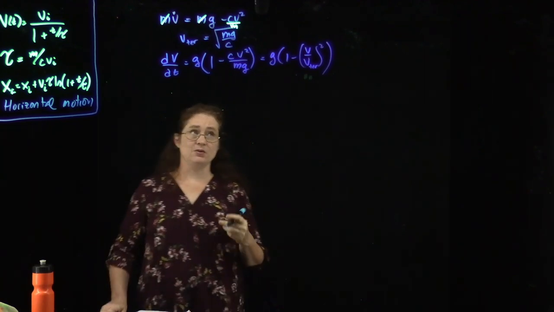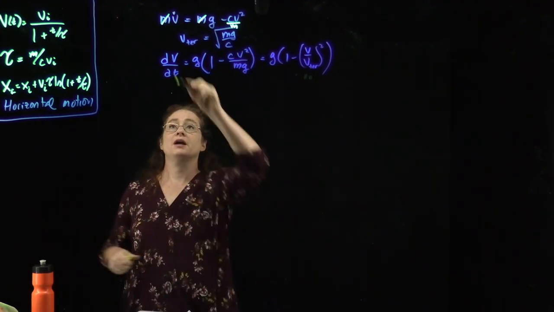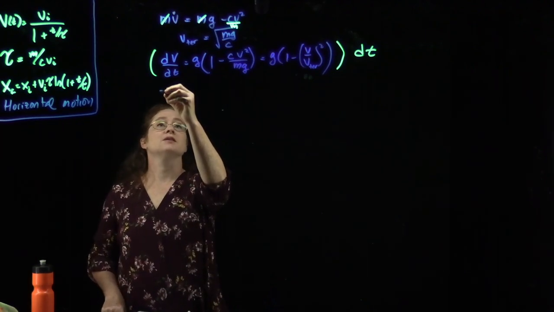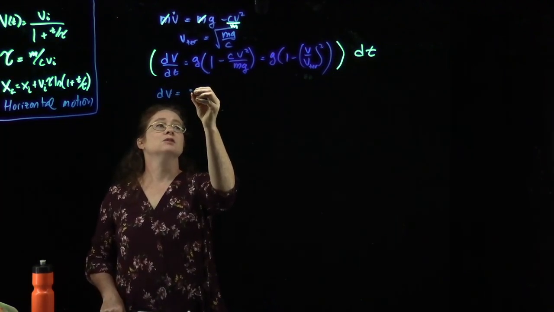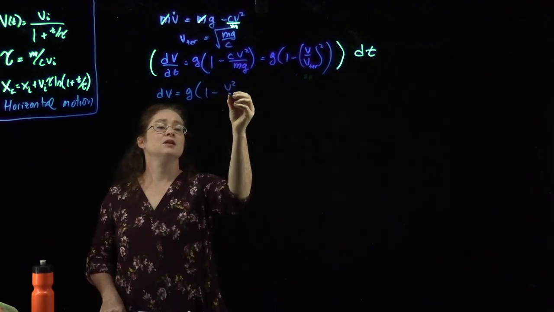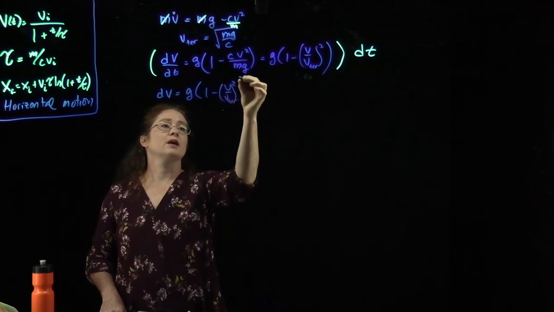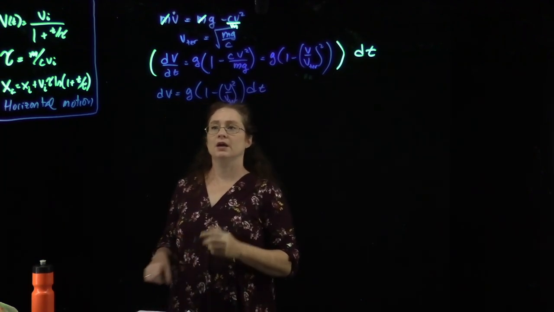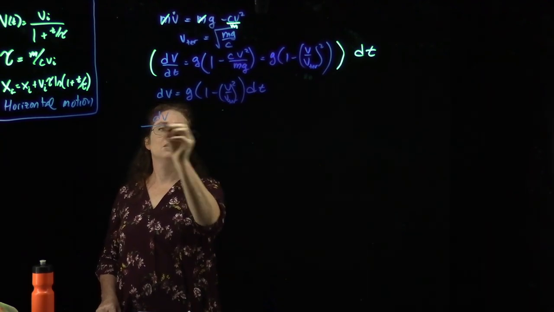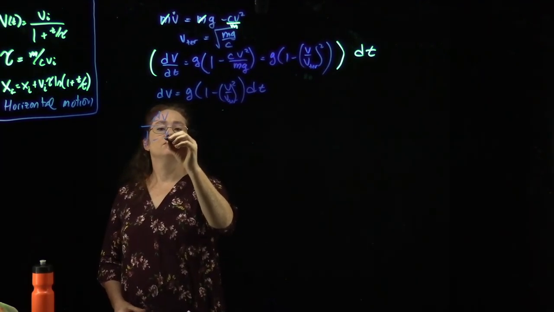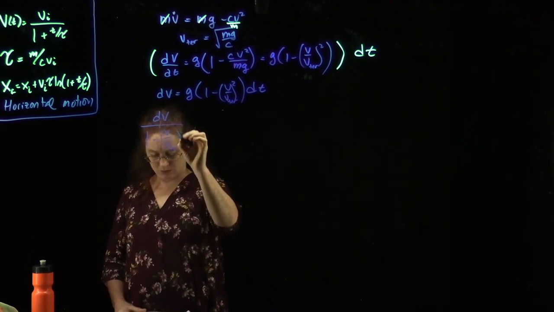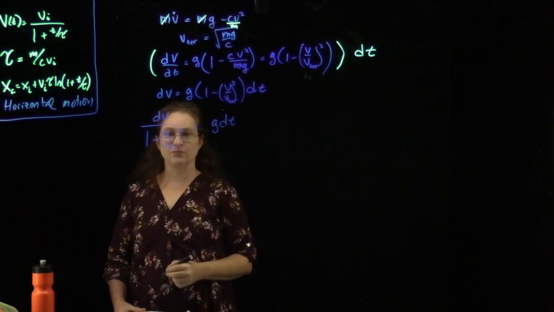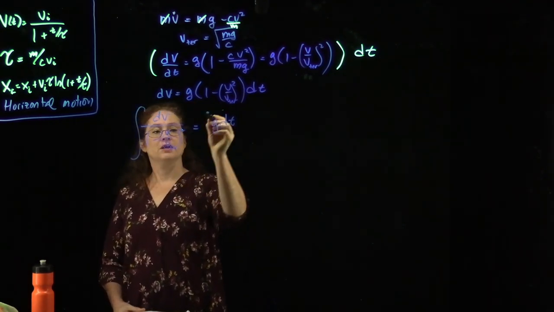All right, and then we're going to do our usual trick. We're going to multiply on both sides by dt and rewrite the equation. So we get dV equals G times 1 minus V over V ter squared dt. And so we can write this as dV over 1 minus V over V ter quantity squared equals G dt. All right, and then we integrate on both sides.